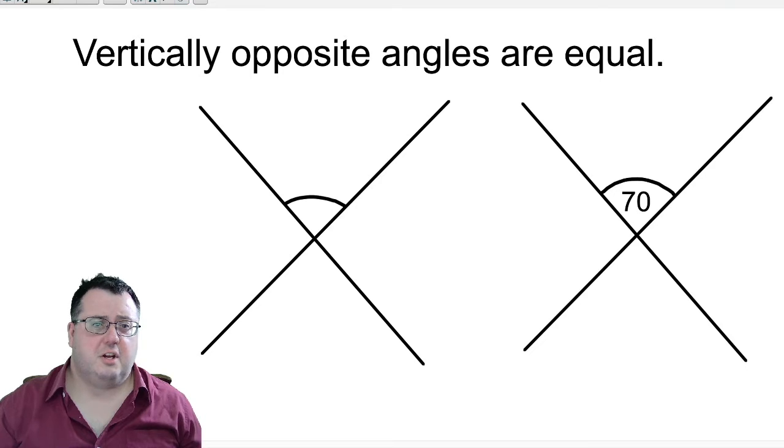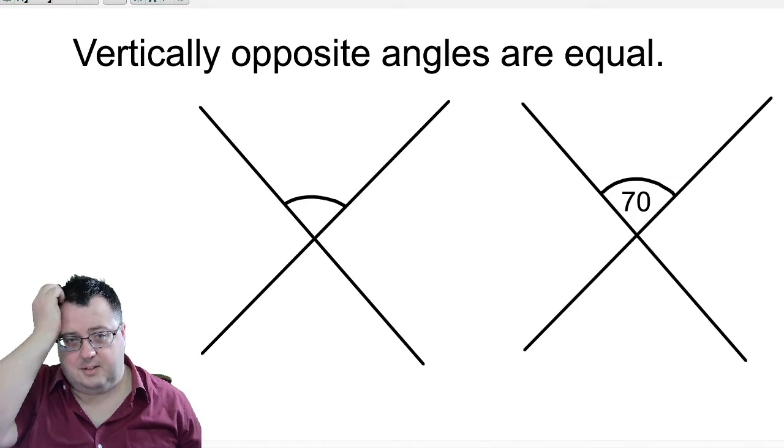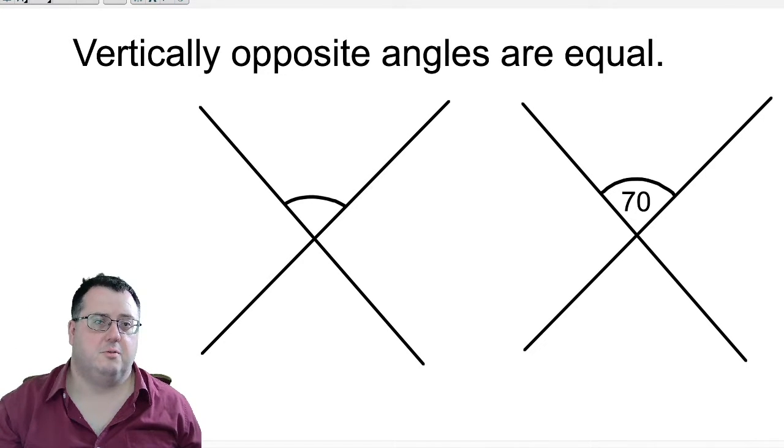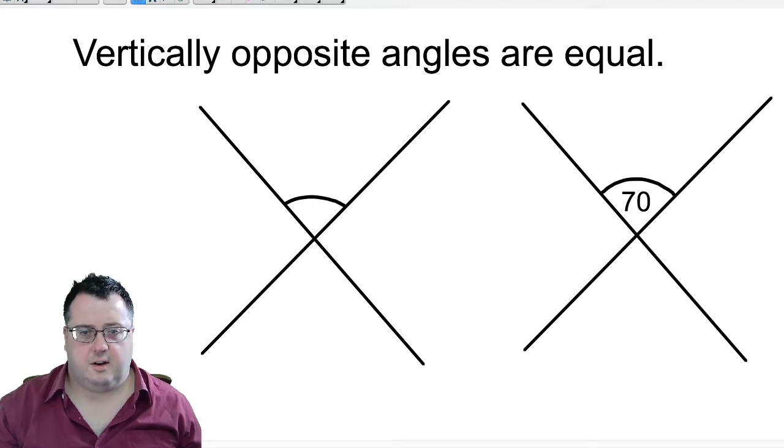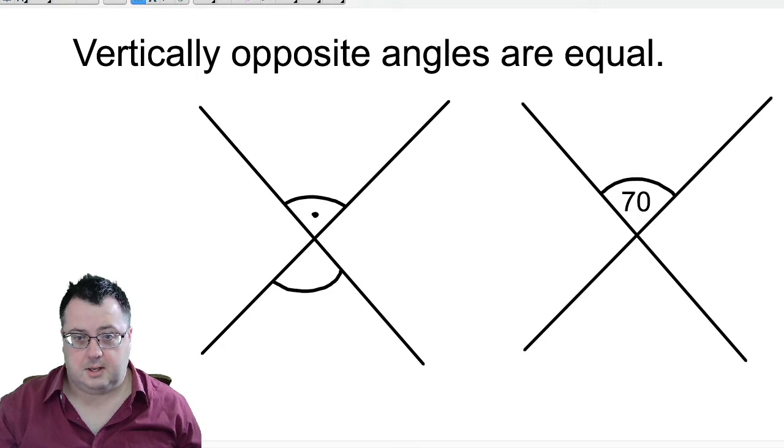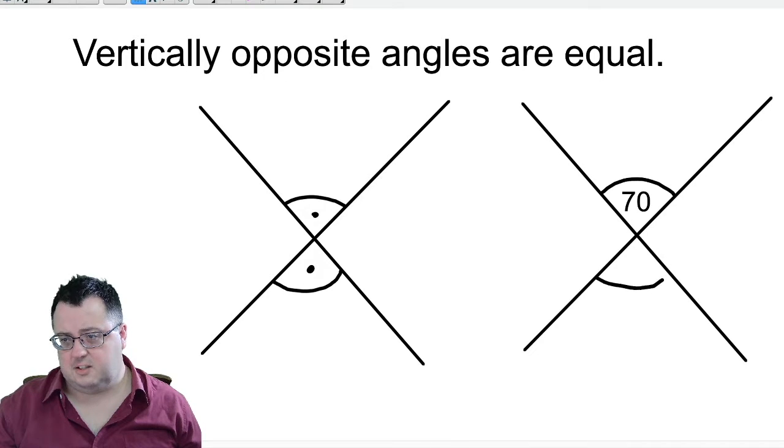Something else that's useful to know and not to do with parallel lines is that vertically opposite angles are equal. So this angle that I've drawn here and put a dot in is going to be the same as this angle here. Okay, so if I do this on the right hand side, that means that this angle here is going to also be 70 degrees.